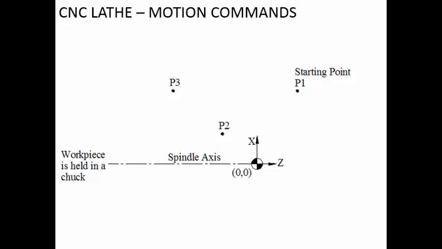P1 and P3 are at the same distance from the spindle axis. P2 is closer. Here you have the origin. For P1 you have a positive x coordinate and a positive z coordinate. For P2 and P3 the x coordinate will be positive because it is on the positive side. The z coordinates will be negative because they are behind the origin in this particular case. So these two will have negative z coordinates, this one will have the positive z coordinate, and all 3 points will have a positive x coordinate.